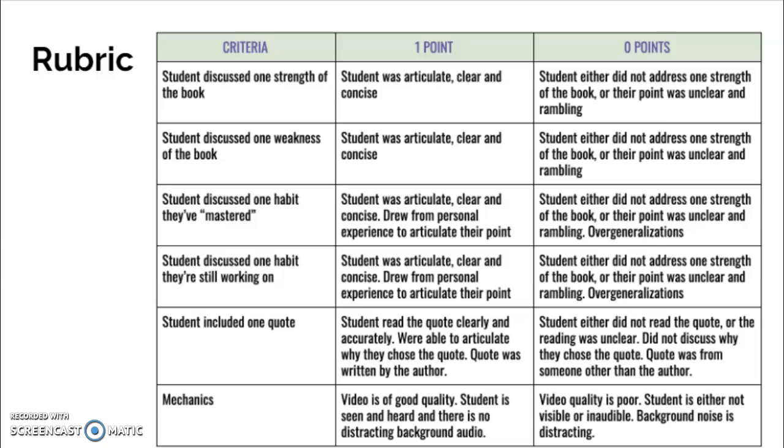Again, you can structure it however you'd like. I would recommend just going through the bullets. So I would start with one strength of the book, move on to a weakness, one habit that you've mastered, then one habit you're still working on, and then finally share that quote that resonated with you before you sum up your video. Again, less than 7 minutes, preferably closer to the 5-minute mark, and it will be posted on Flipgrid.